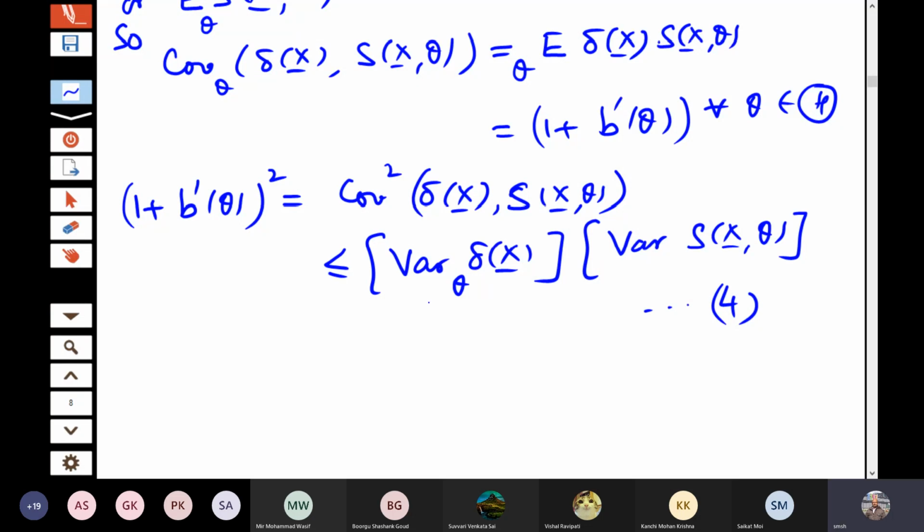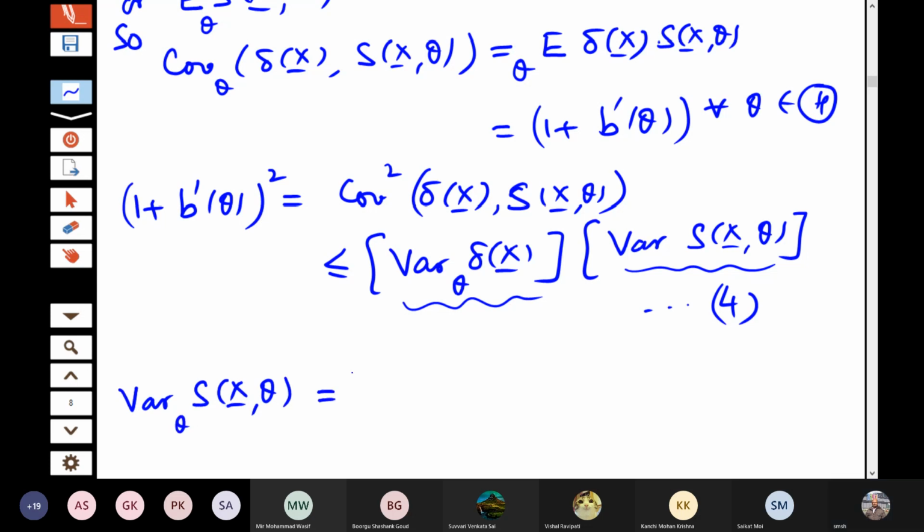Now again, the variance term has come here and this term has come here. Let us look at what is the variance of S(x, theta). Let us try to figure out what it is. That is equal to variance of sigma del by del theta log of f(xi, theta).